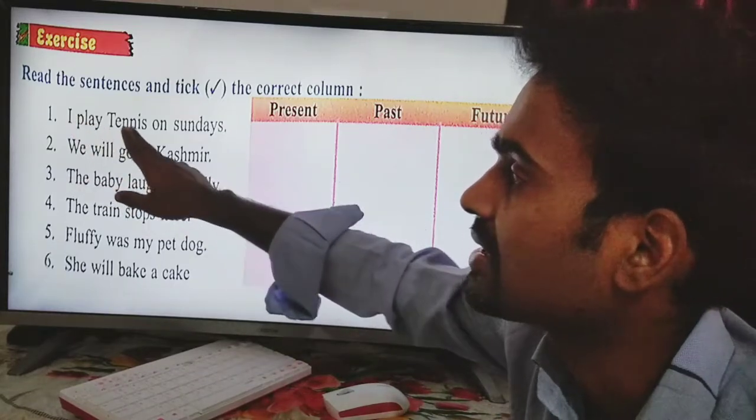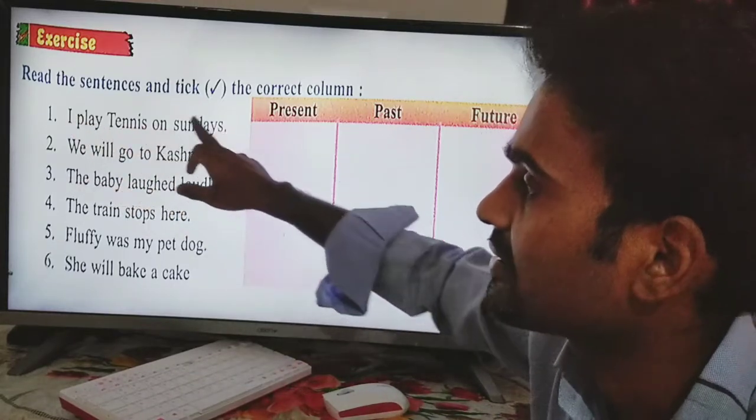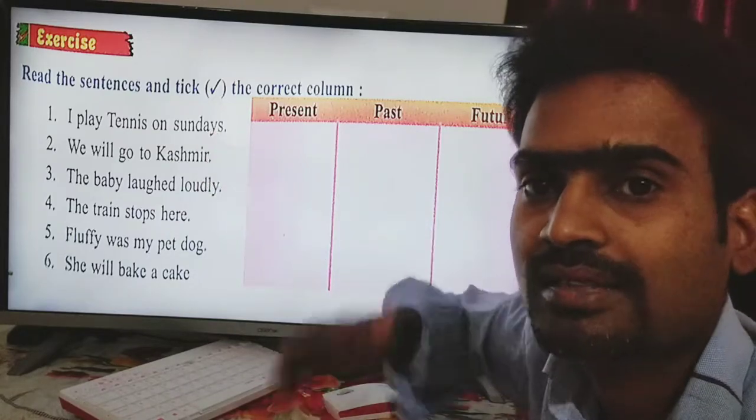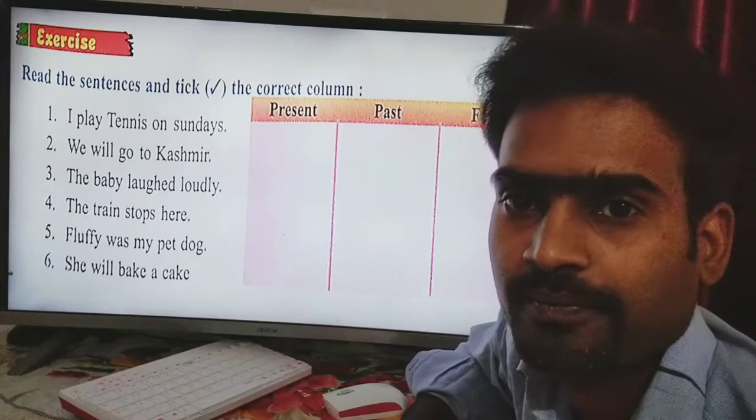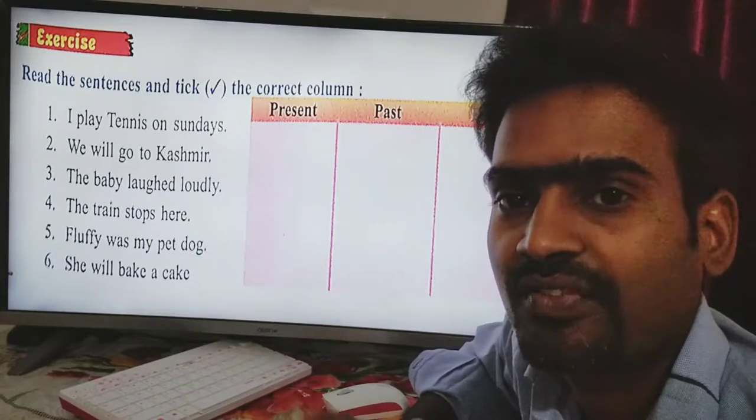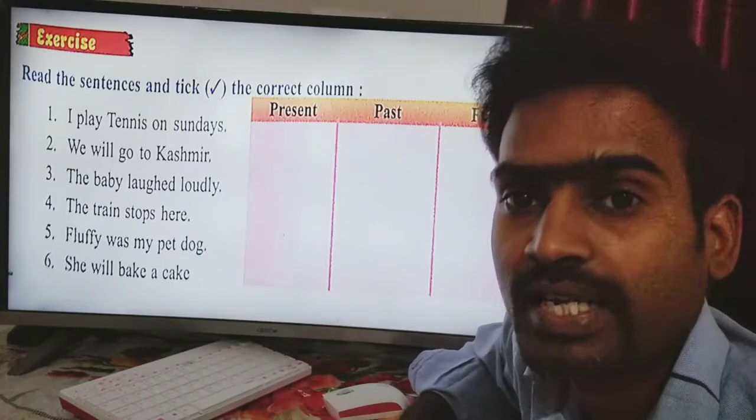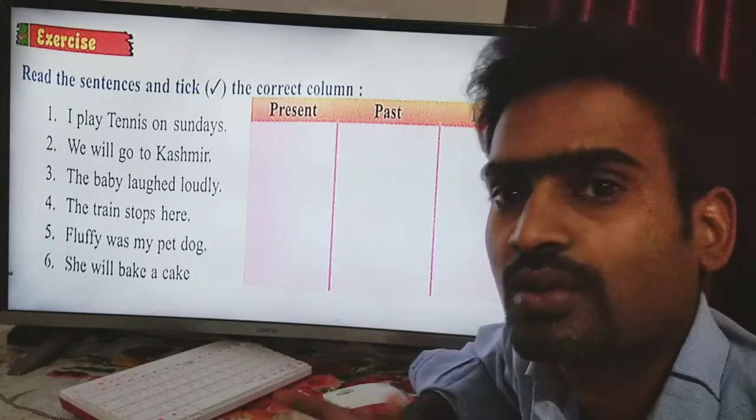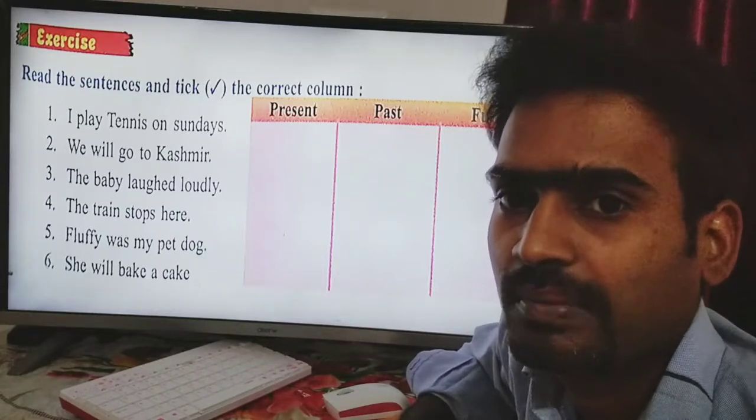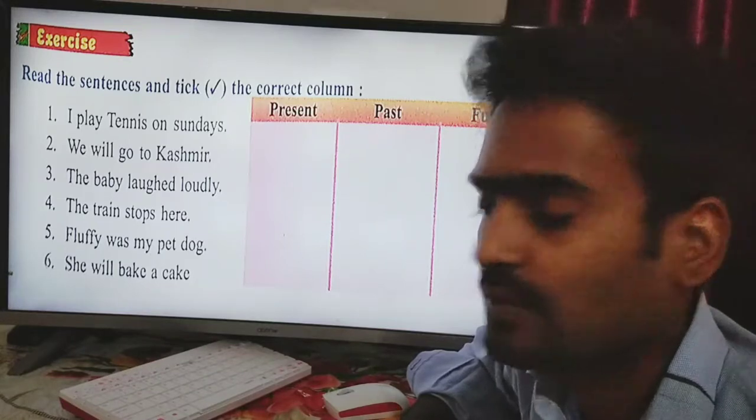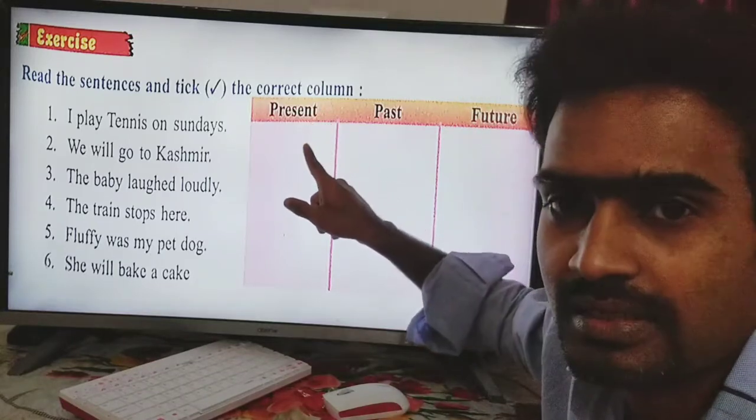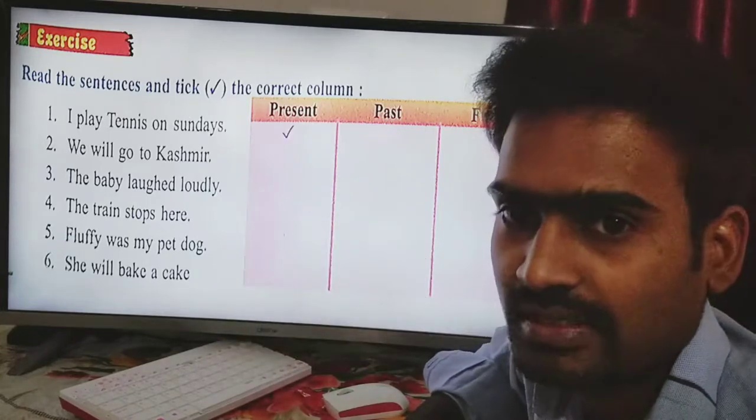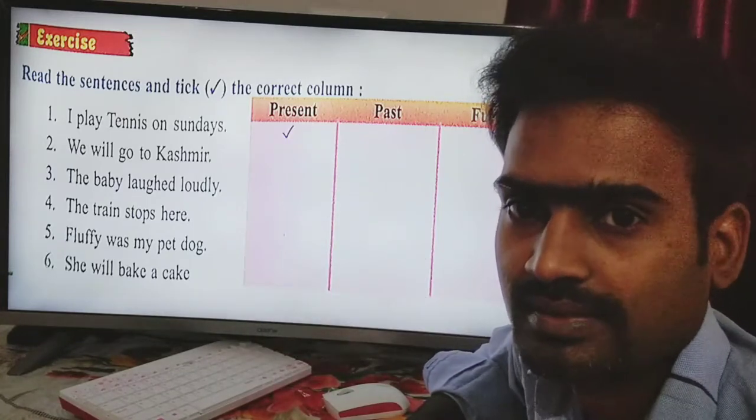I play tennis on Sundays. When he speaks about Sundays, that is every Sunday he is playing. He plays tennis every Sunday, so that is a routine or habitual activity. Whenever Sunday comes, he goes for tennis playing, right? So that comes in which category, whether present or past or future? It comes in present form. So it is a present tense, right?